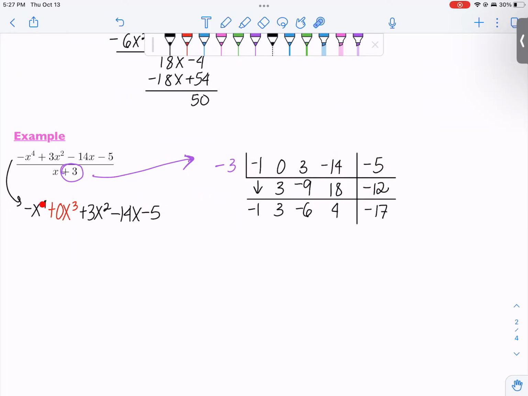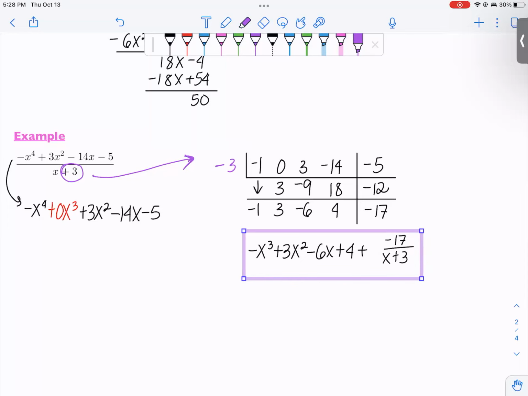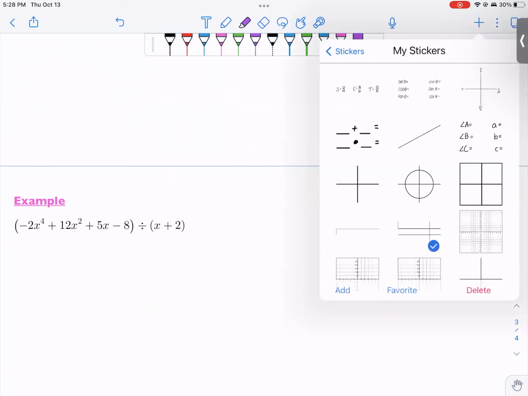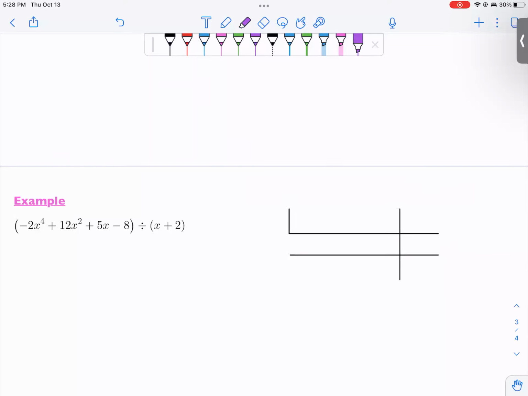We started with a degree 4, so our answer will start with degree 3. The coefficient of the leading term is negative 1, so we have negative x cubed plus 3x squared minus 6x plus 4. And then the remainder is negative 17, divided by the divisor, x plus 3. Bam. Easy peasy. It's so fast. It's like witchcraft because it's so fast. How could we take such a long process and make it so fast? How amazing. All right, one more.